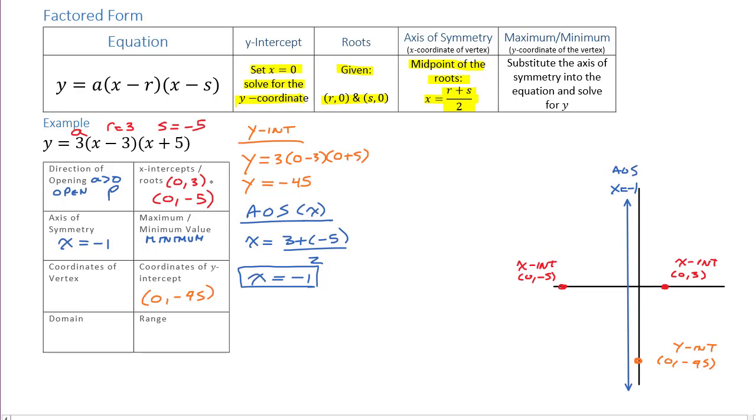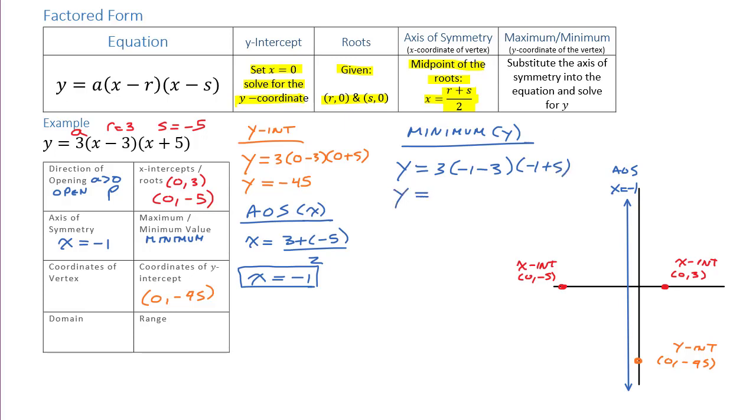All right, now to find the y-coordinate of our vertex, which is our minimum value in this case, it's the exact same thing as before. If you have your axis of symmetry, just sub it in and find your minimum. So we're going to find our minimum, which is always going to be our y. Okay, so let's just sub in. y equals 3 times (-1 minus 3) times (-1 plus 5). All right, so what's 3 times -4 times +4? And we end up getting -48. All right, so that's our minimum.